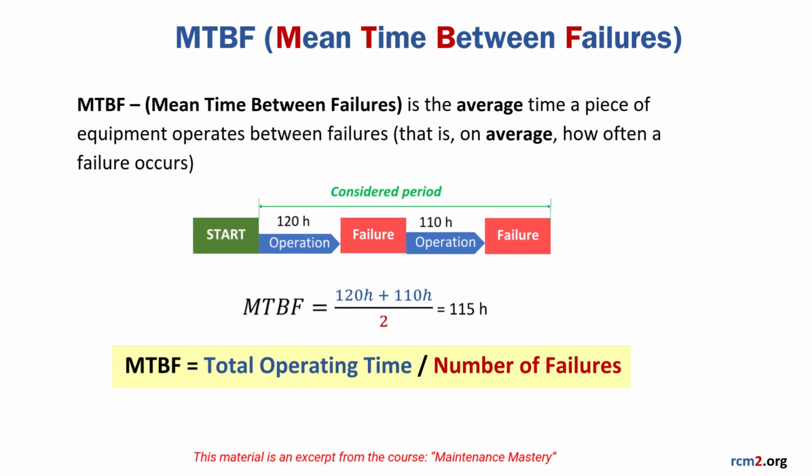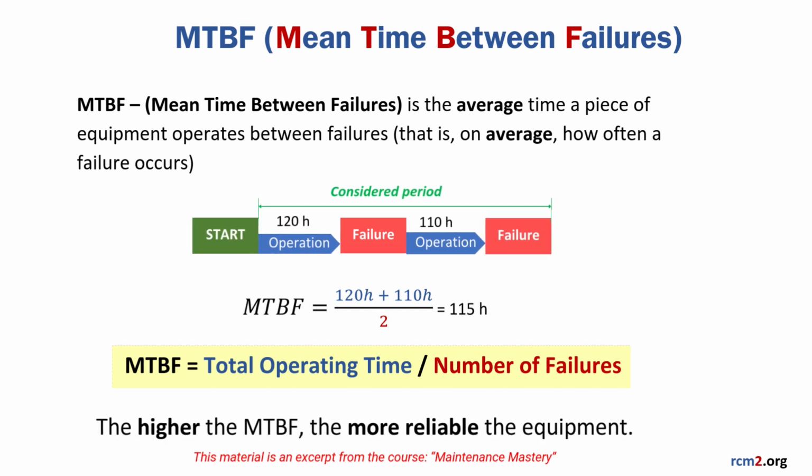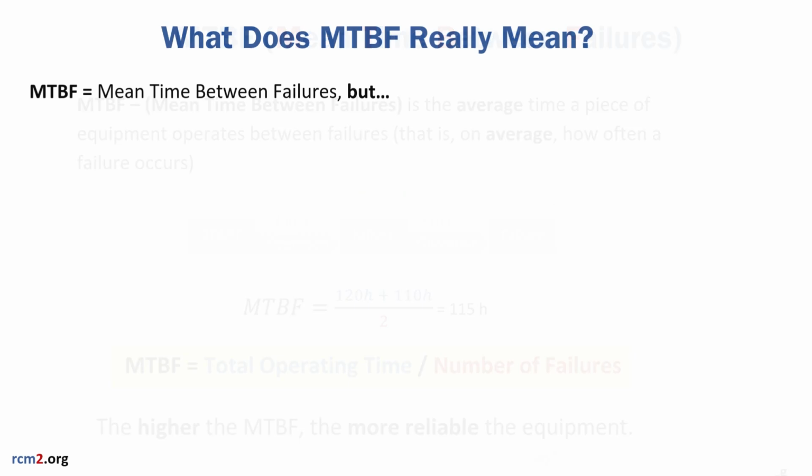How should we interpret this value? The higher the MTBF, the more reliable the equipment is. A low MTBF might suggest that preventive actions are needed, or that the equipment is approaching the end of its useful life. What does MTBF really mean?